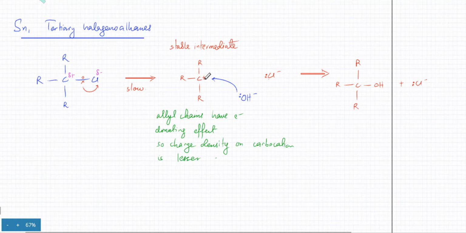because the positive charge would not be very strong because it's going to pull electrons from all the sides, from all the carbon chains which have electron donating effect. So the positive charge would be smaller. That allows the Cl minus one to break away. And if OH ion concentration is sufficiently high, it goes and connects with the carbon atom, forming an alcohol.